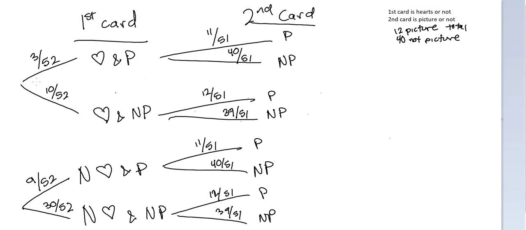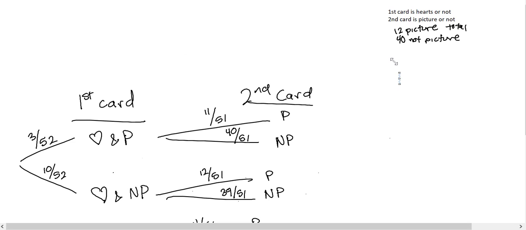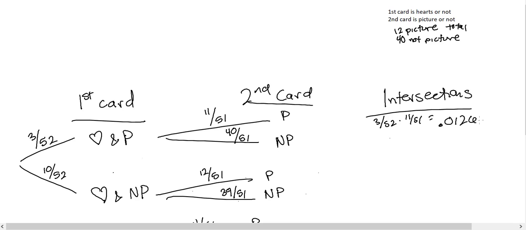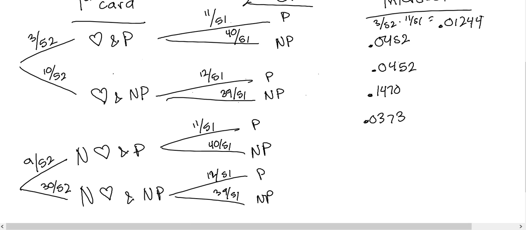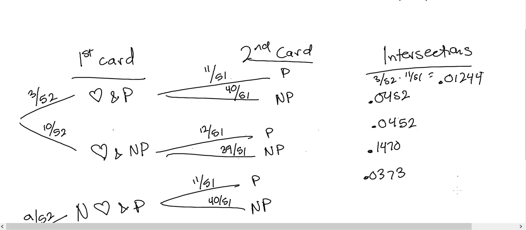Now what I can do is go through and multiply all these to find the probability of the intersections. So for my intersections, I'm going to multiply across. So 3 out of 52 times 11 out of 51 gives me 0.01268. So I'm going to go through and do this for every branch, which does take a while since this is long. And I can keep going to find all these probabilities. But I don't need to keep finding more. I can stop here.